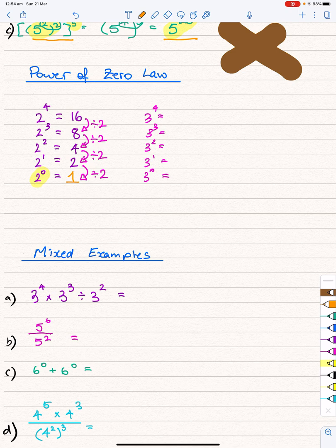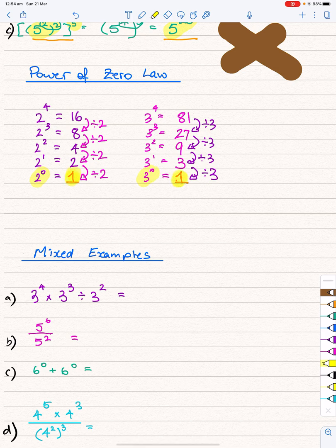The reason why I've done the powers of 3 is because I want to see if it does the exact same thing for powers of 3. Now 3 to the power of 4 is 81. 3 to the power of 3 is 27, and 3 squared is 9, and 3 to the power of 1 is 3. Every time I go down a power, I'm dividing by 3. So when I do it for the final time to work out what the answer is for 3 to the power of 0, I'm going to get an answer of 1. 3 to the power of 0 is 1.